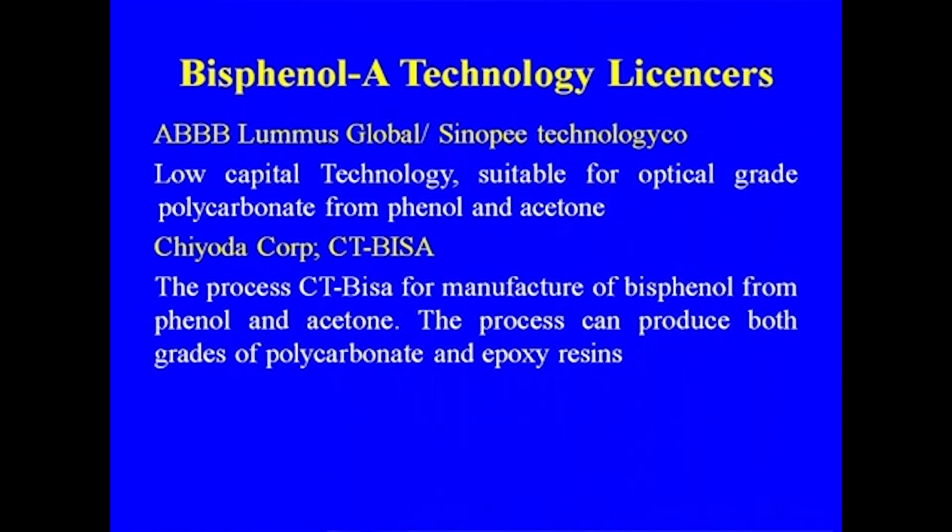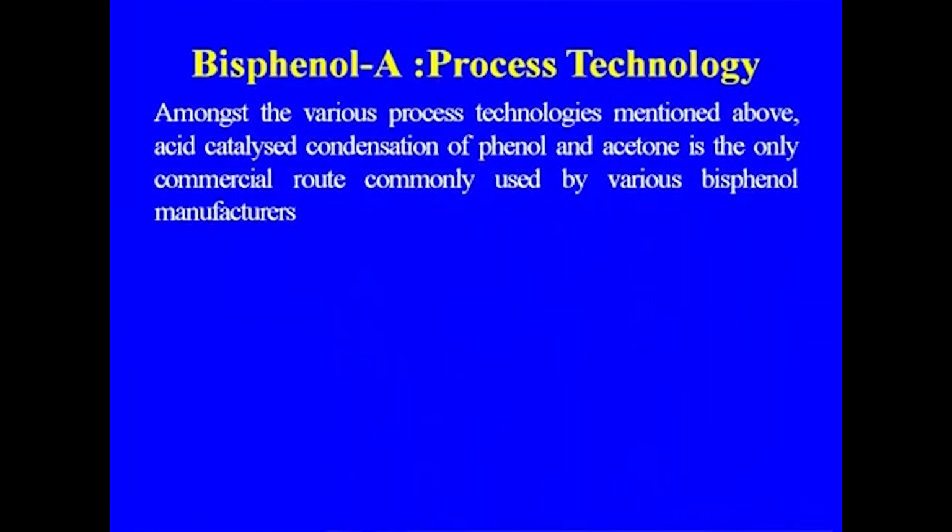This has some advantages: low capital technology, suitable for optical grade polycarbonate from phenol and acetone, because a huge application of polycarbonate is for making optical glasses also. So another process for the manufacture of bisphenol, phenol and acetone, can produce both grades of polycarbonate and epoxy resins. Let us discuss the process technology in the case of bisphenol. Amongst the various process technologies mentioned above, acid catalyzed condensation of phenol and acetone is the only commercial route commonly used for bisphenol manufacture.